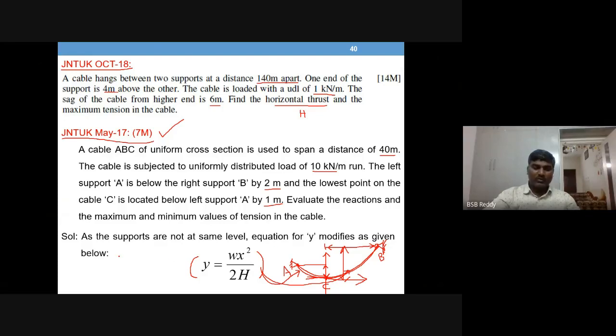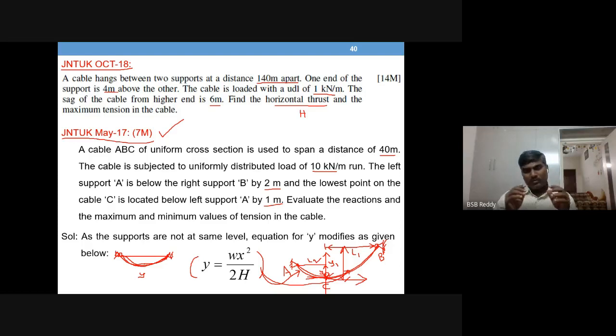So y is equal to wx square by 2h is applicable to each of these parabolas. Okay, so the difference between the cable having supports at same level and the cable having supports at different level: here the origin will be at one of the supports, either A or B. And the equation that you write is valid throughout the cable. It's like we treat this as a single cable. But in this case, we treat this as two different cables, because the span, say L1, Y1 is different. Similarly, L2, Y2 are different. Okay. So that's the clear difference between these two.